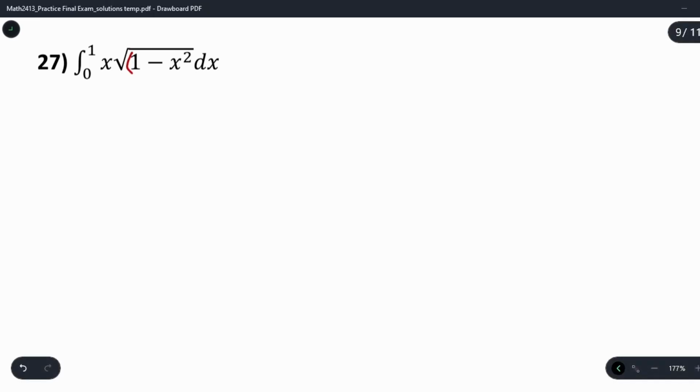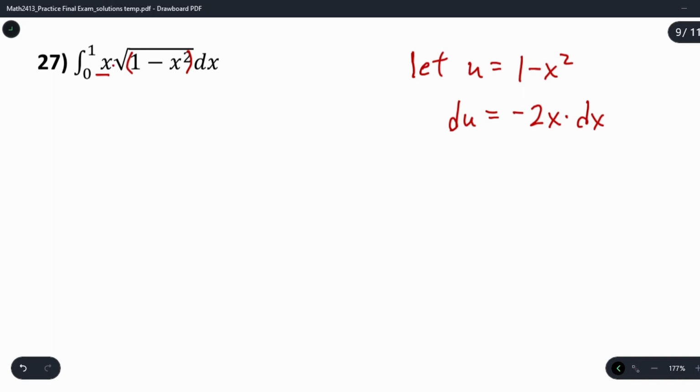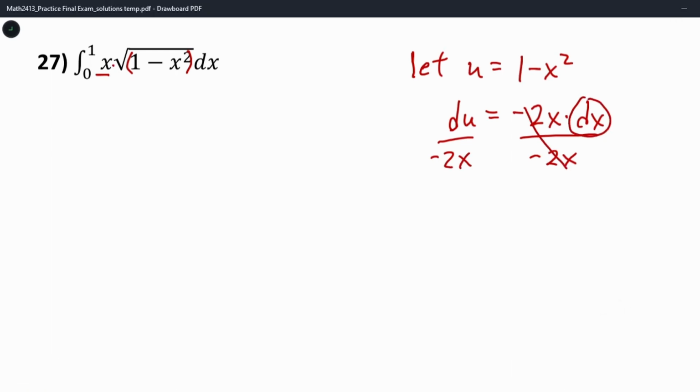And this time I am noticing that I've got the square root of 1 minus x squared, and that is multiplied by x. So this is one of those cases where it's probably going to be to our advantage to use a u substitution. Let's say let u equal the radicand, 1 minus x squared, the stuff under the radical, and then I immediately differentiate both sides, giving me du equals the derivative of 1 minus x squared, which is minus 2x times dx. Dividing both sides by negative 2x is going to tell me what I can replace dx with.